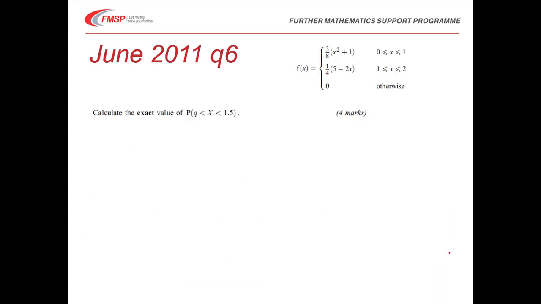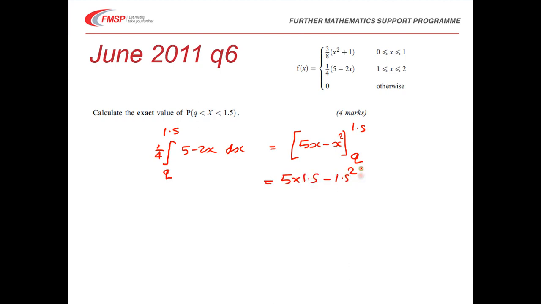We're then asked to calculate the exact value of the probability. So to do this, what we do is we can integrate from q to 1.5 of a quarter (5 − 2x). Okay, that's the easiest way of doing this. So that's going to give me 5x − x² evaluated between q and 1.5. I'm going to leave it in terms of q for the minute. So that's 5 times 1.5 minus 1.5 squared.